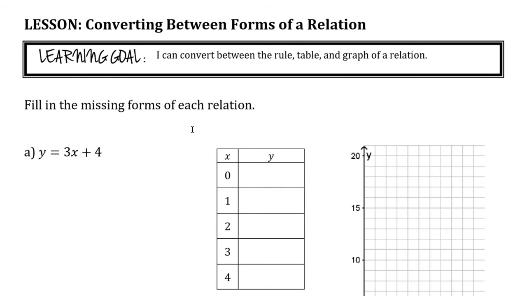So we spent a few days looking at tables and looking at patterns in tables. A couple of days trying to develop the rule when you're given the pattern of numbers, and then a day on looking at what the pattern tells us about the type of relationship. And we looked at linear relationships compared to non-linear relationships, right?